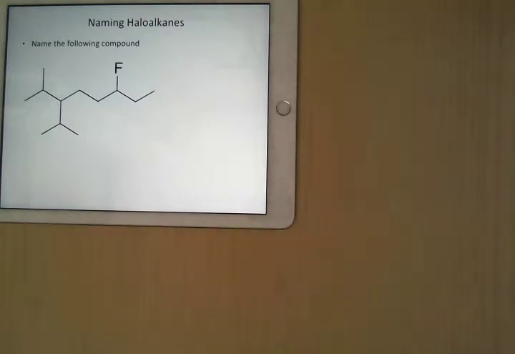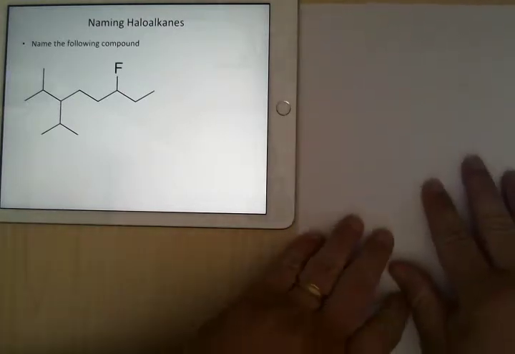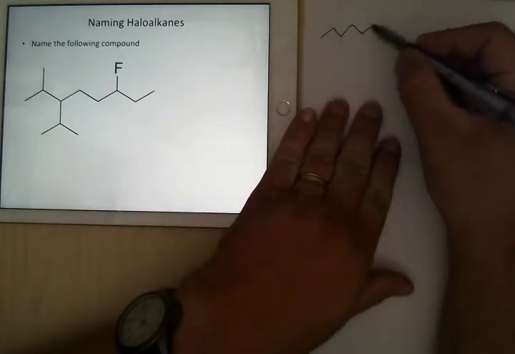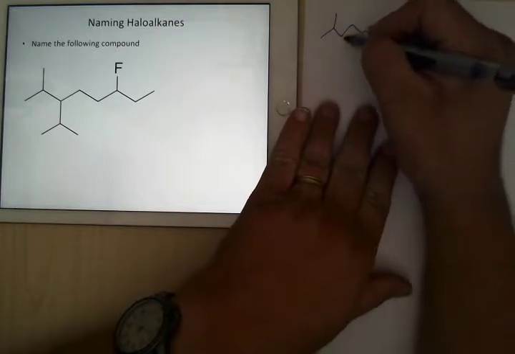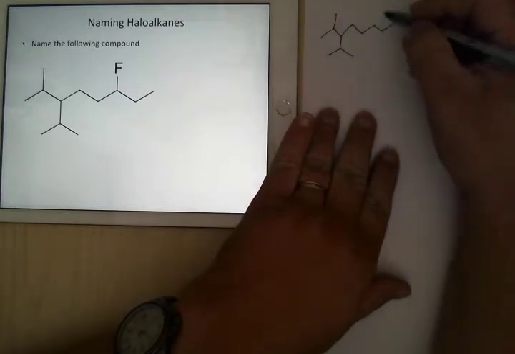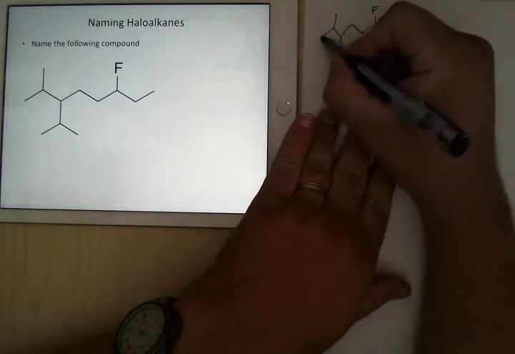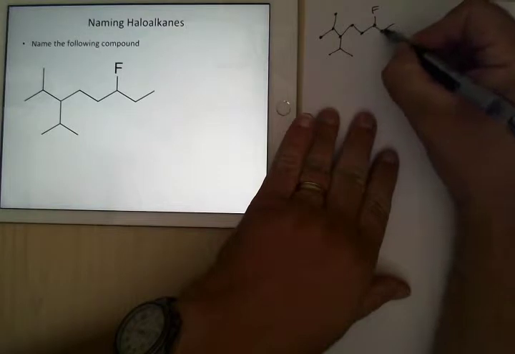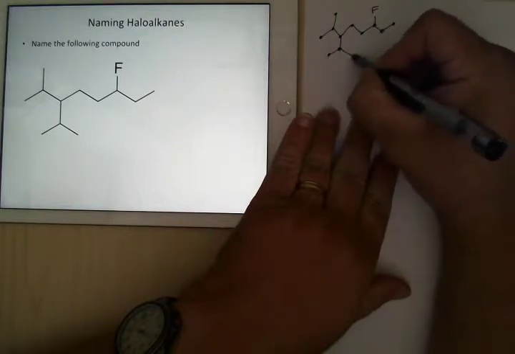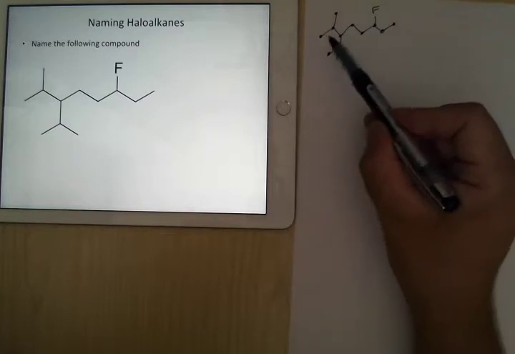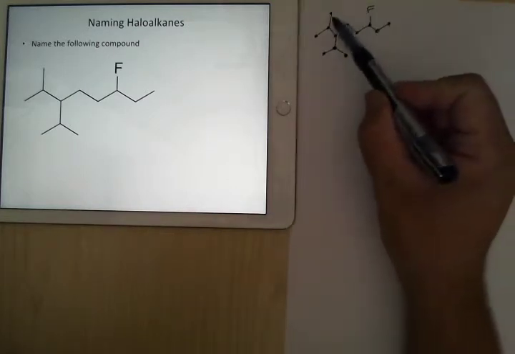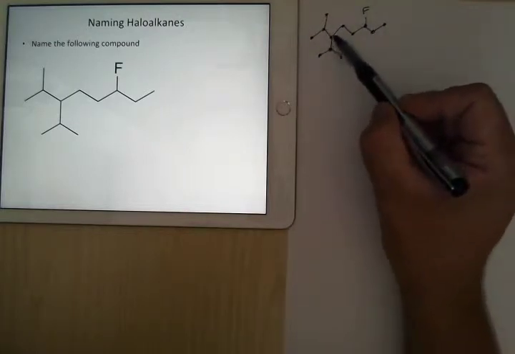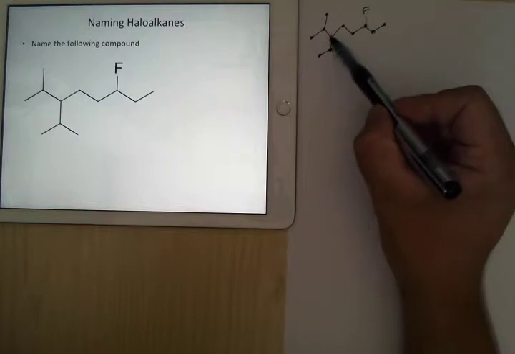And so if we have this haloalkane here, 2, 4, fluorine, so put in your dots. For that, the main chain: 1, 2, 3, 4, 5, 6, 7, 8. 1, 2, 3, 1, 2, 3, 4, 5. 1, 2, 4, 5. 1, 2, 3, 4, 5, 6, 7, 8.